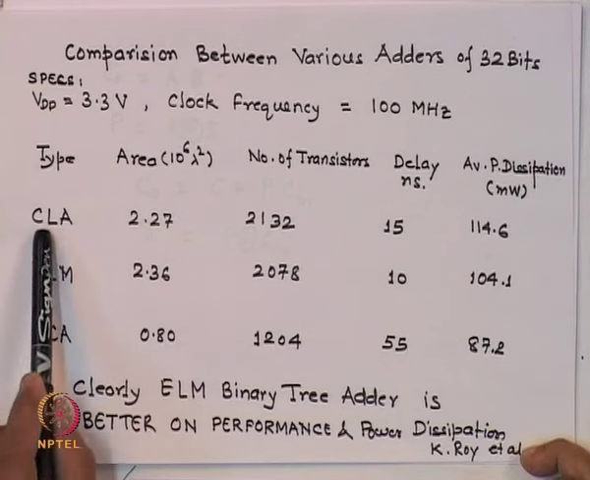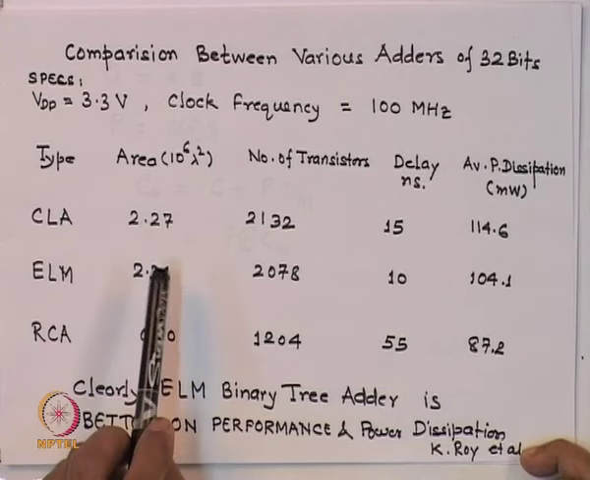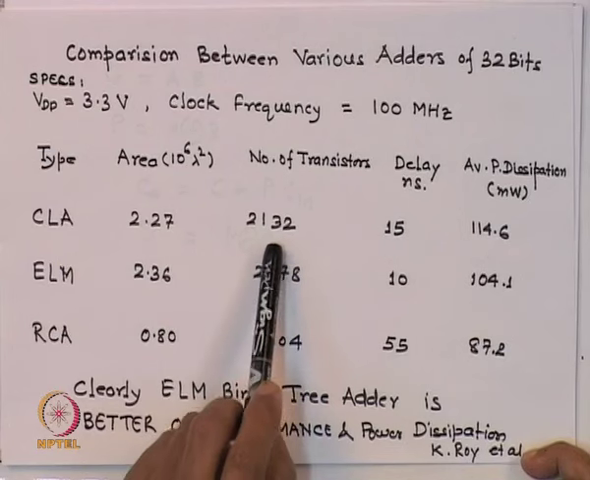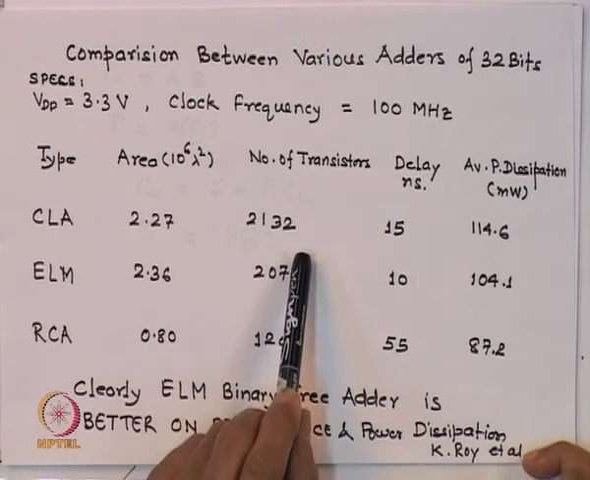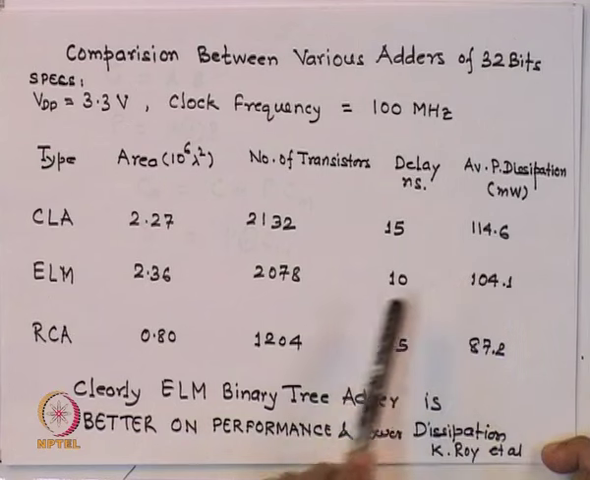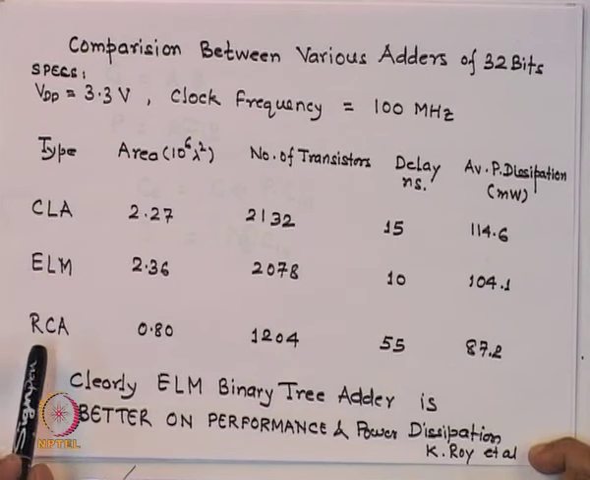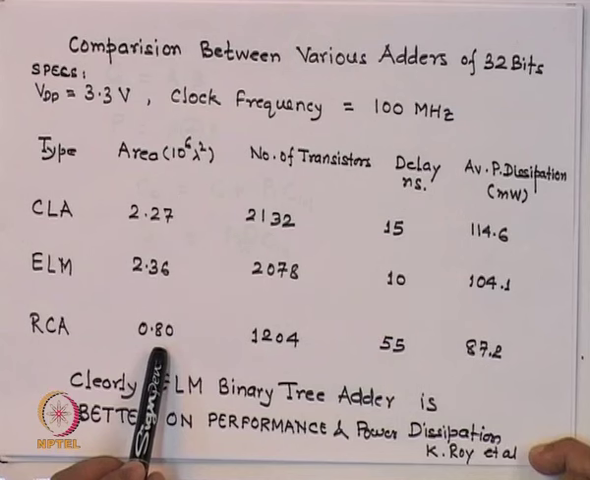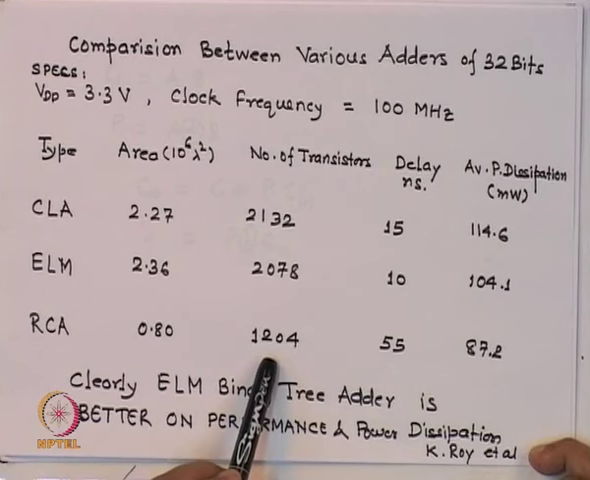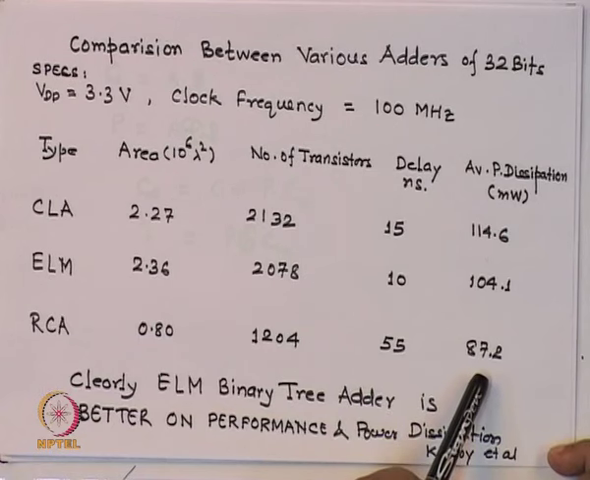So, you can see from here for a CLA for the same 32 bit addition, you have 2.27 into 10 to the power 6 lambda square as the area. Transistors required are 2132, the average delay is 15 nanoseconds and power dissipation is 115 or 114.6 milliwatts. If you do a typical RCA, then the area, which is the smallest in fact, 0.80 into 10 to the power 6 lambda square, requires 1204, the least number of transistors, but the delay is 55 nanoseconds. Power is also relatively smaller.